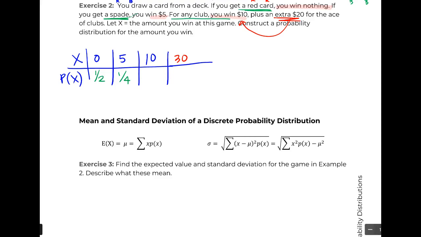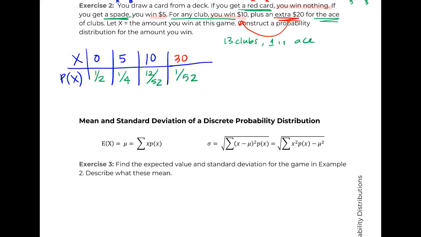For a club, you win $10, but you get an extra 20 for the ace of clubs. So there are 13 clubs. 1 is the ace, which means there are 12 clubs that will give us, out of the 52 cards in the deck, $10, and 1 card that will give us $30. So this is what your probability distribution should have looked like. But again, if you're not somebody who knows the deck of cards really well, don't worry. I won't write a question like this on the exam.